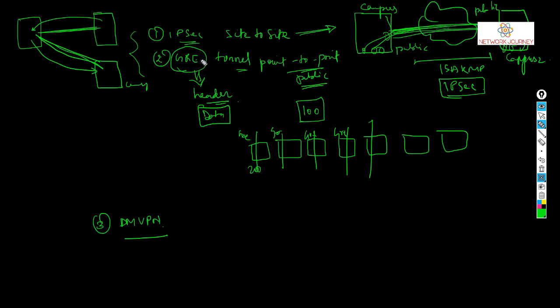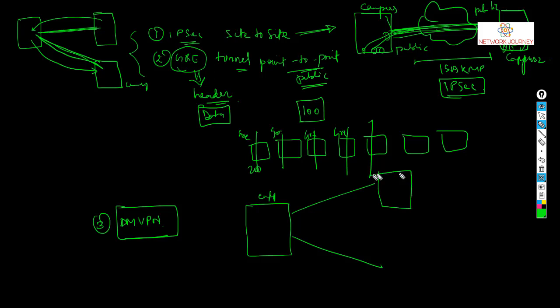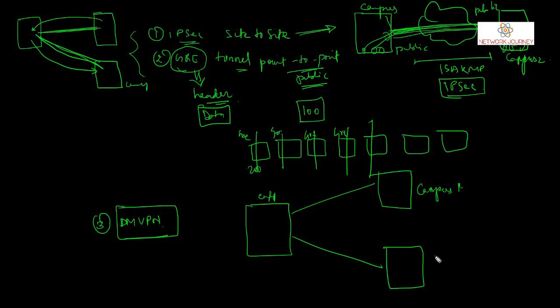In terms of GRE, once again they make use of public IP. They are point to point in nature, and the header is bulkier. So we see a lot of scope in DMVPN. In the case of DMVPN, the concept is simple. Let's say I have enterprise 1, and I have my campus 1 and campus 2. In the case of DMVPN, they form a hub and spoke relation.